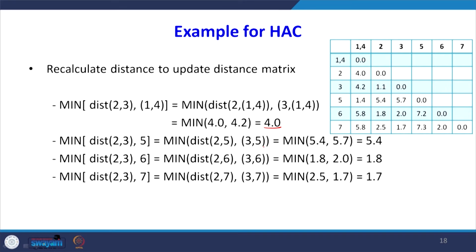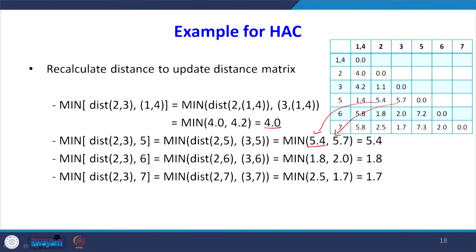So in 2 comma 5 the distance is 5.4, this value. 3 comma 5 is 5.7. So we got this value. Between 5.4 and 5.7 minimum is 5.4. Now 2 comma 3 versus 6.